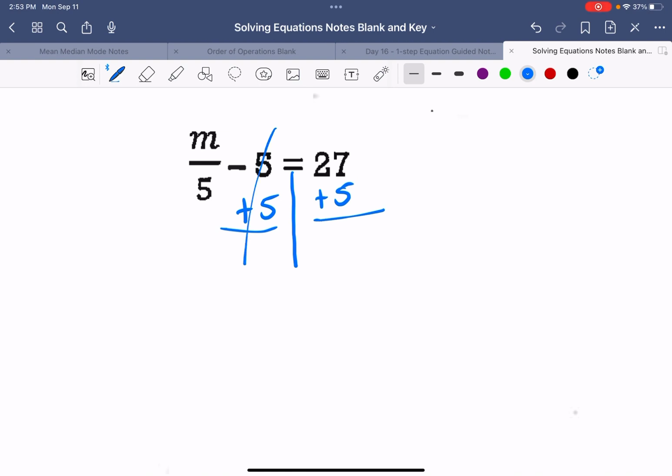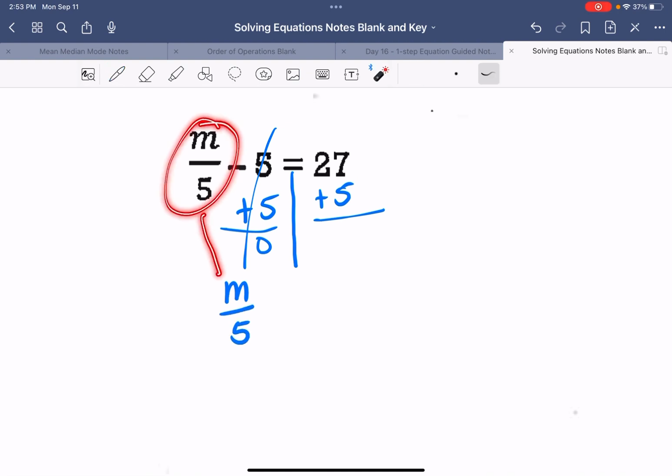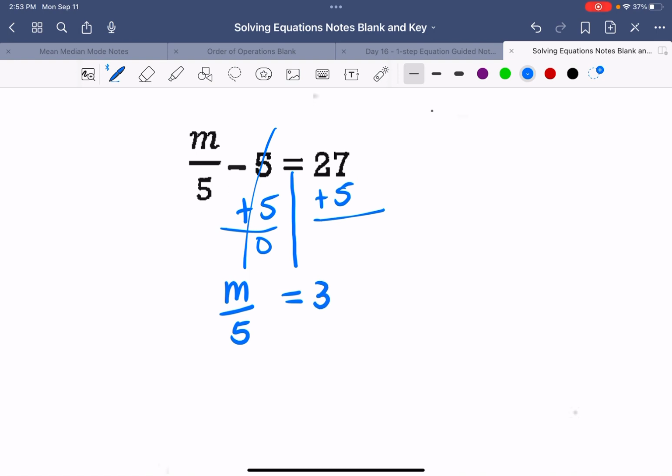All right, these cancel out, become 0. If you want to write 0, you can. And now I'm left with m over 5 still. Make sure you bring this down, okay, is equal to 27 plus 5, which is equal to 32.